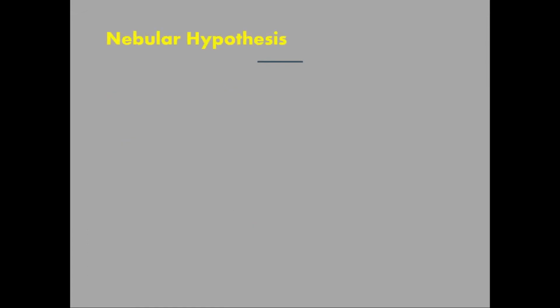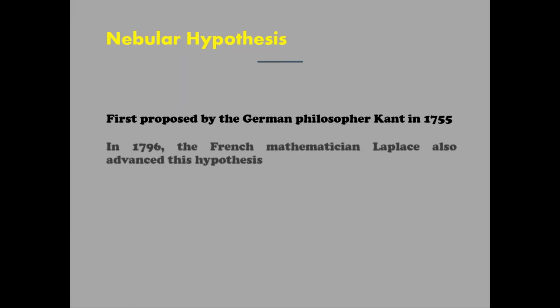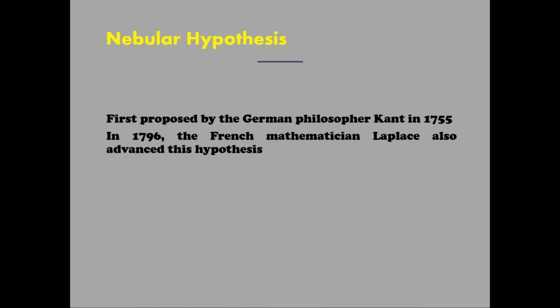So coming to Nebular Hypothesis. What is hypothesis? A hypothesis and a theory are different from each other. A hypothesis is nothing but a theory which is not scientifically proven. Whereas a theory is scientifically or experimentally proved. Nebular Hypothesis was first proposed by German philosopher Kant in 1755. Later in 1796, the French mathematician named Laplace also advanced this hypothesis.